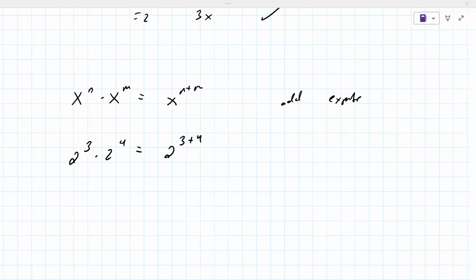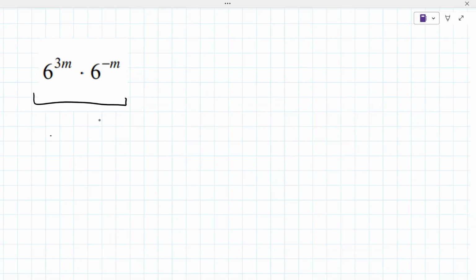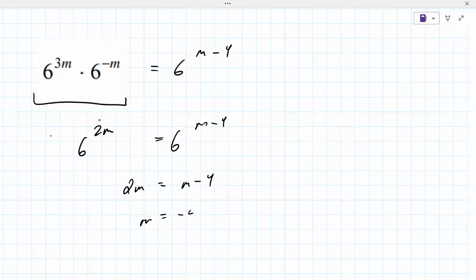Okay. So if we look at just this here, can you tell me what this becomes when you add the exponents? 2. What about the m? Does it just disappear? Oh, 2m. So this is 6 to the 2m. Now the original problem was equal to 6 to the m minus 4 power. So now you could set the exponents equal and solve. So m would equal negative 4.